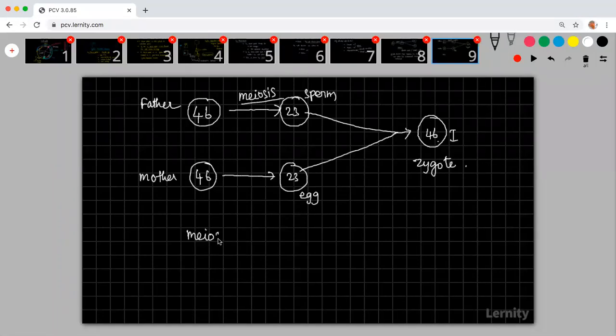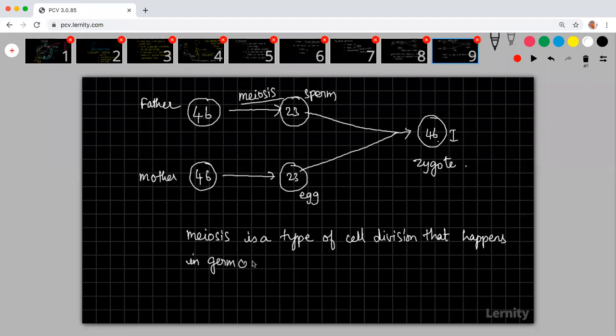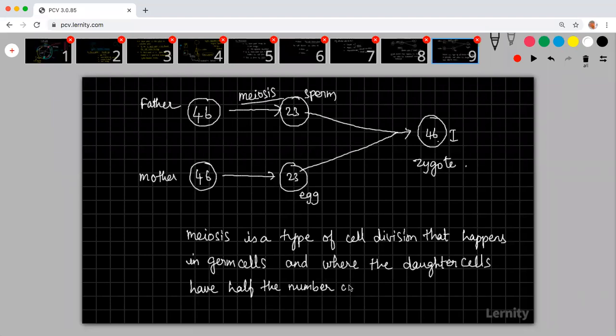Meiosis is a type of cell division that happens in germ cells, and where the daughter cells have half the number of chromosomes as mother cells.